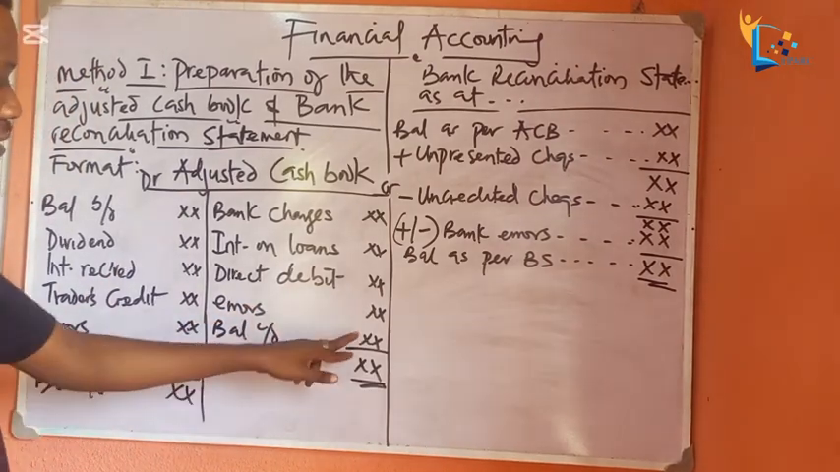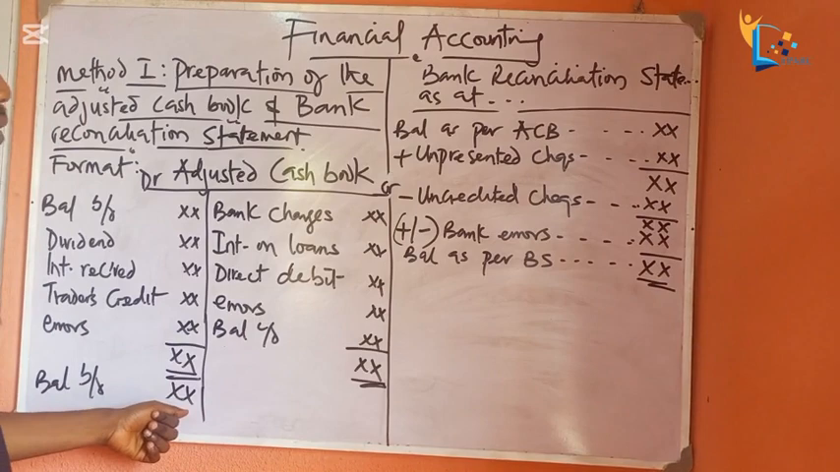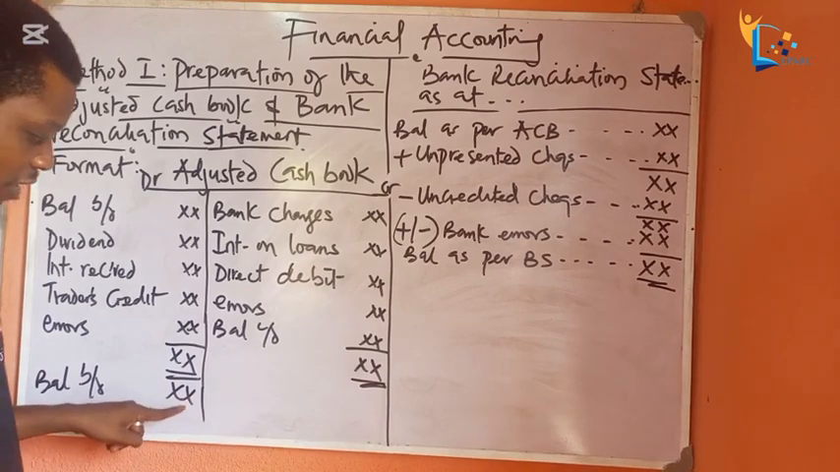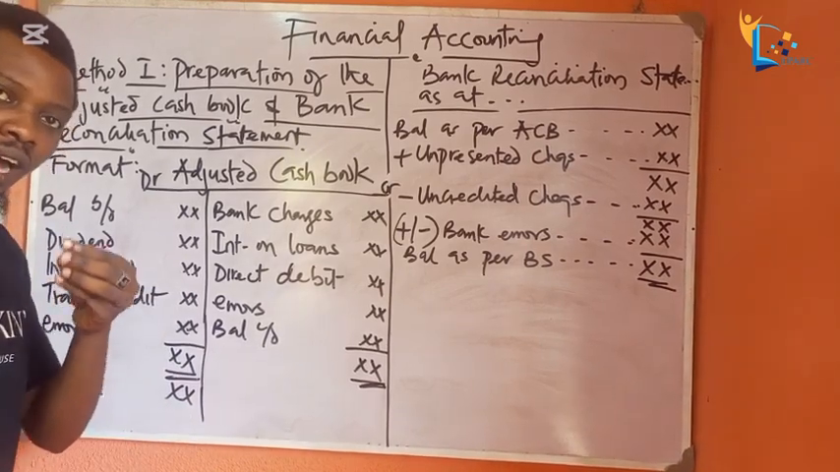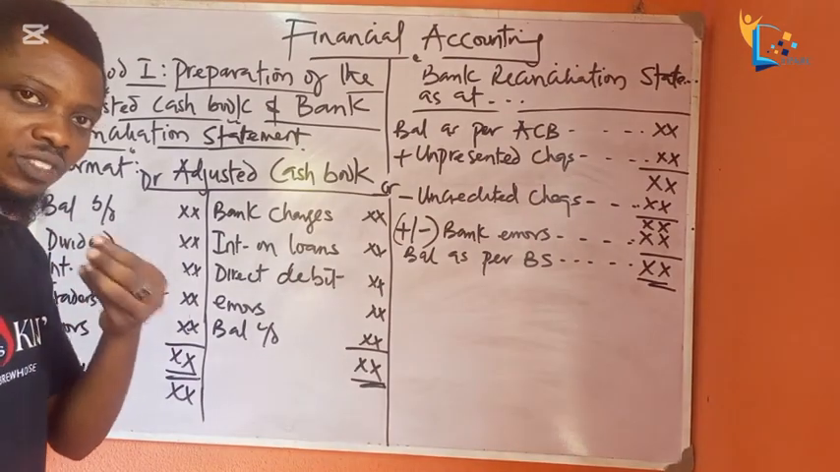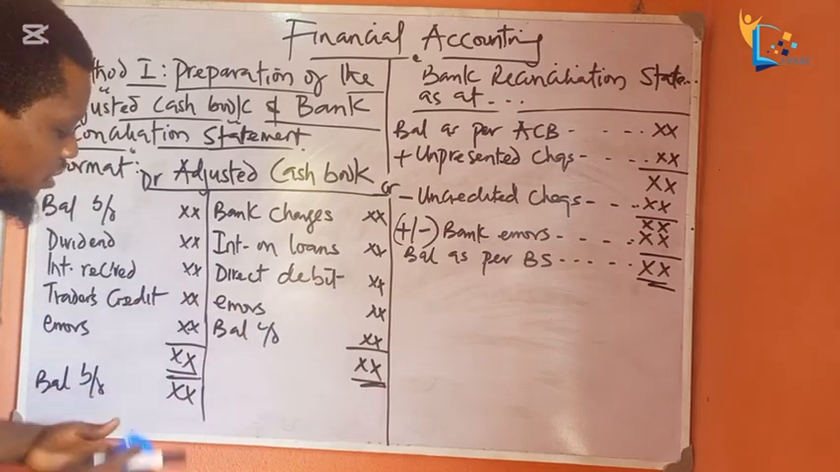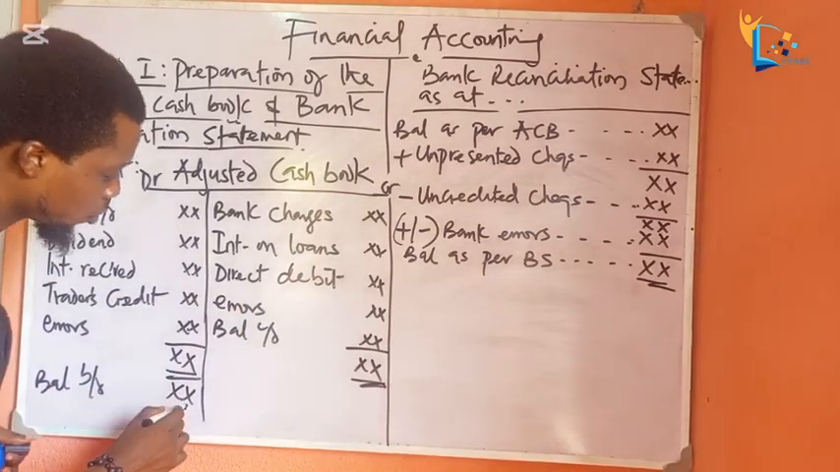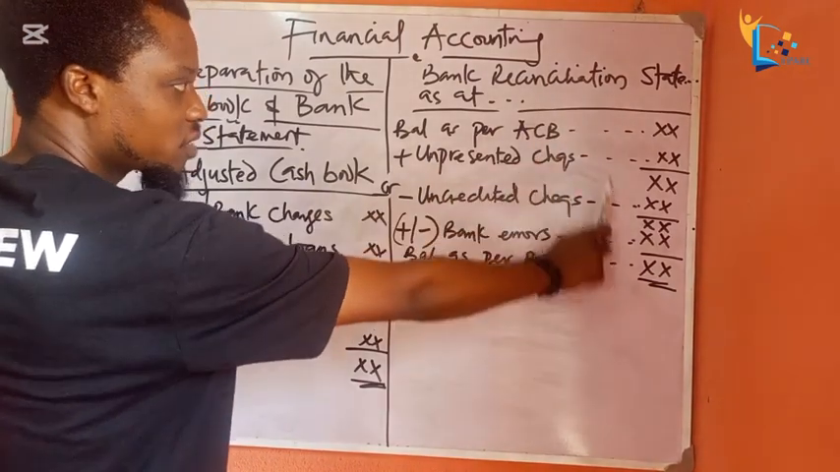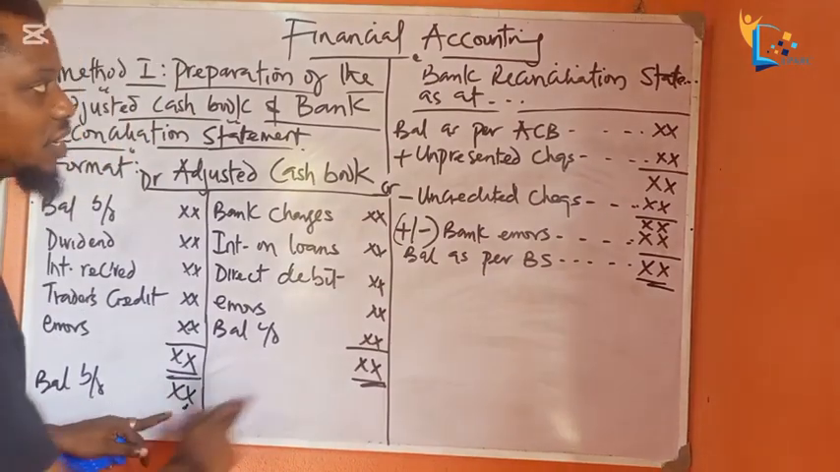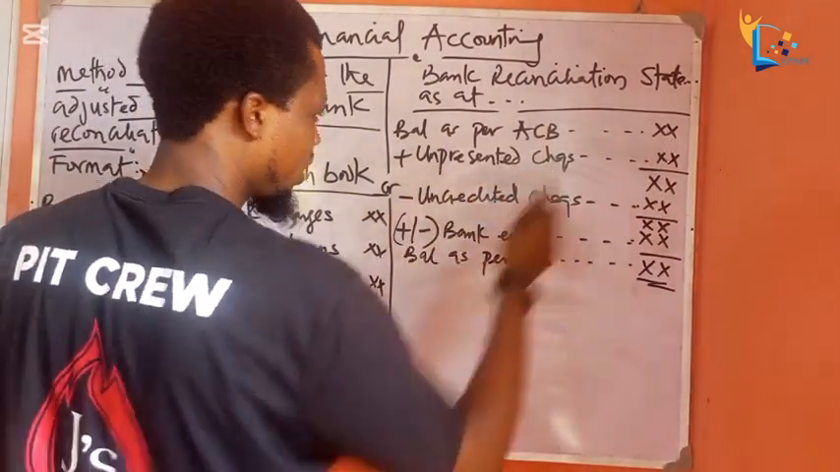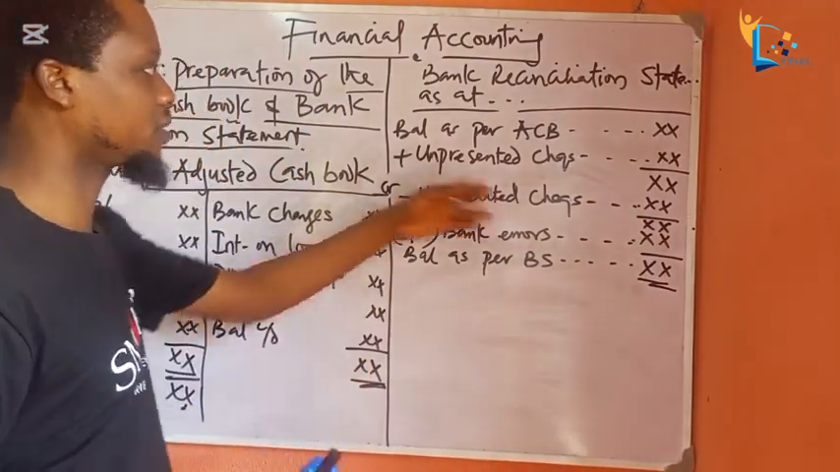Then after that, the balance carried down, then the balance brought down. This balance brought down now is the new adjusted cash book balance. This is the balance you will use in preparing your bank reconciliation statement. So the balance that you have here is what you're going to start with: balance as per adjusted cash book. Then you add unpresented checks.